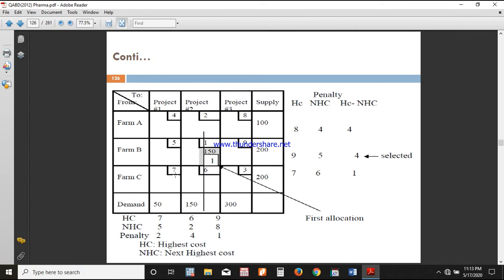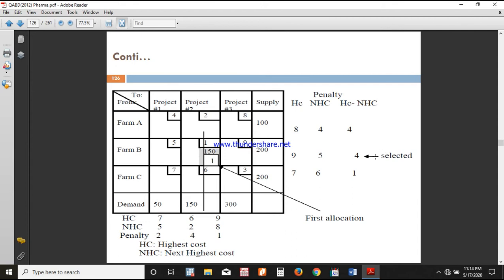In the first column, the highest value is 7, the next highest value is 5, 7 minus 5, 2. In the second column, the highest value is 6, and the next highest cost is 2, 6 minus 2, which is equal to 4. In the third column, the highest value is 9, the next highest value is 8, 9 minus 8, which is equal to 1. Therefore, from 2, 4, 1, the highest value is 4. Clearly, the allocation will be in the second column.